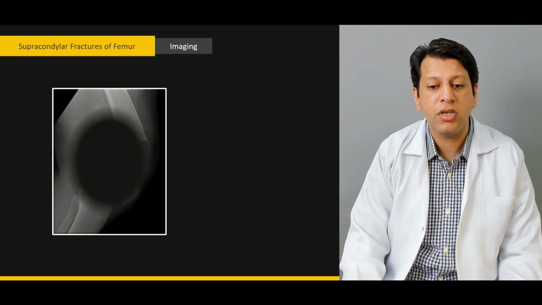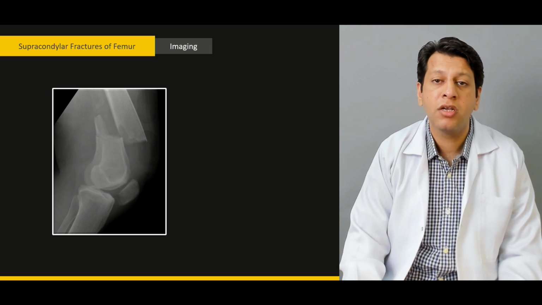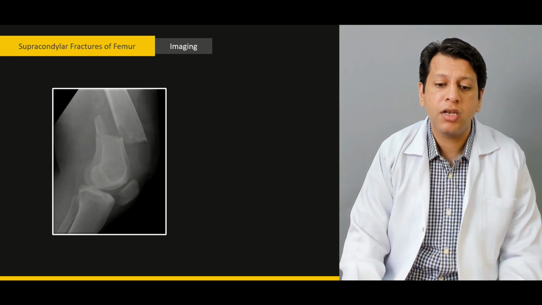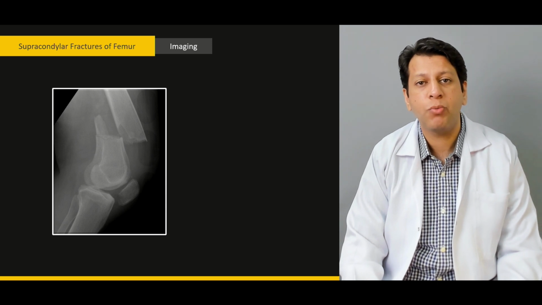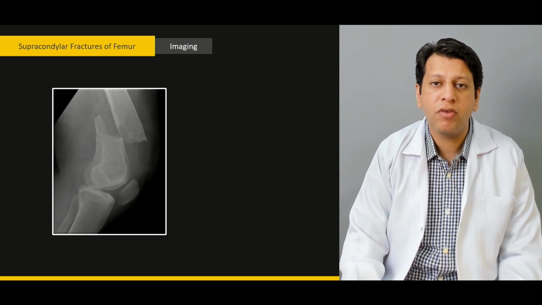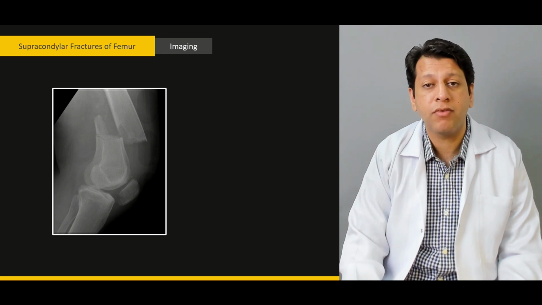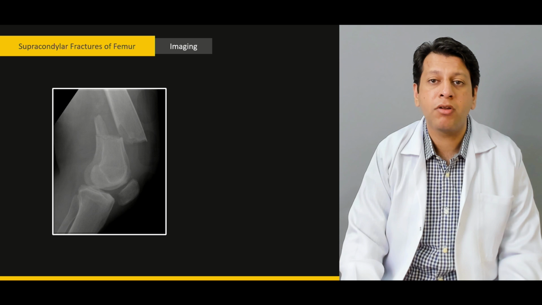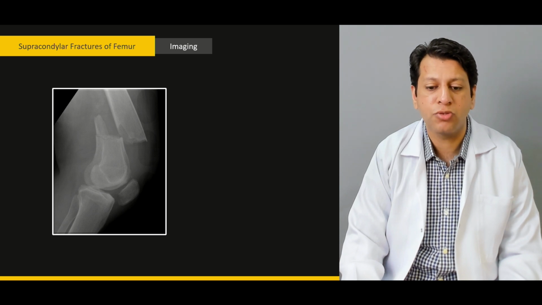Now coming to the imaging. Once we get the image, we usually get X-rays of the knee joint. This is important: you still need to get one joint above and one joint below, because it is involving the femur. We need to be sure that there is no associated hip fracture, such as femoral neck or shaft fractures in this case as well.